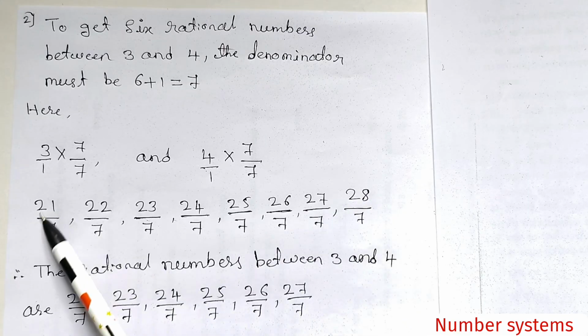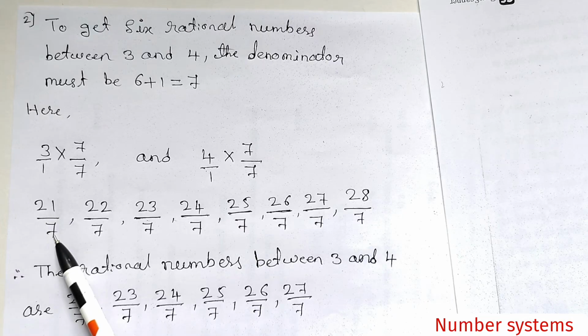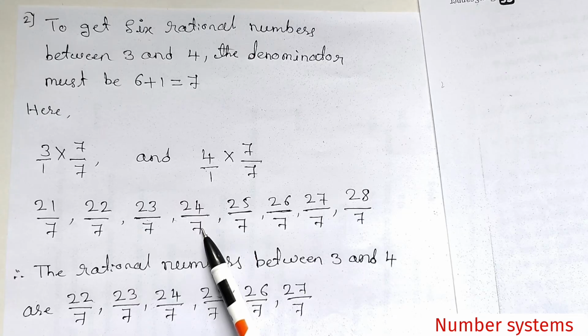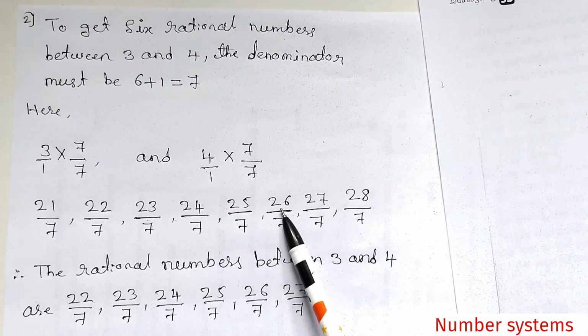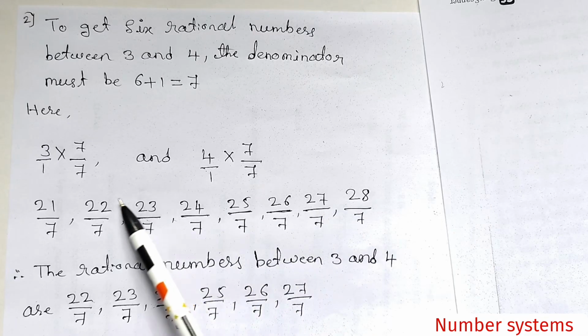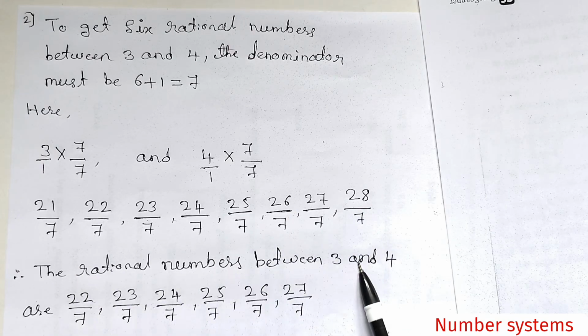Between these two numbers we can write 6 numbers. After 21 by 7, that is 22 divided by 7, 23 divided by 7, 24 divided by 7, 25 divided by 7, 26 divided by 7, 27 divided by 7. These 6 numbers are rational numbers between 3 and 4. That's why the rational numbers between 3 and 4 are 22 by 7, 23 by 7, 24 by 7, 25 by 7, 26 by 7, 27 by 7.